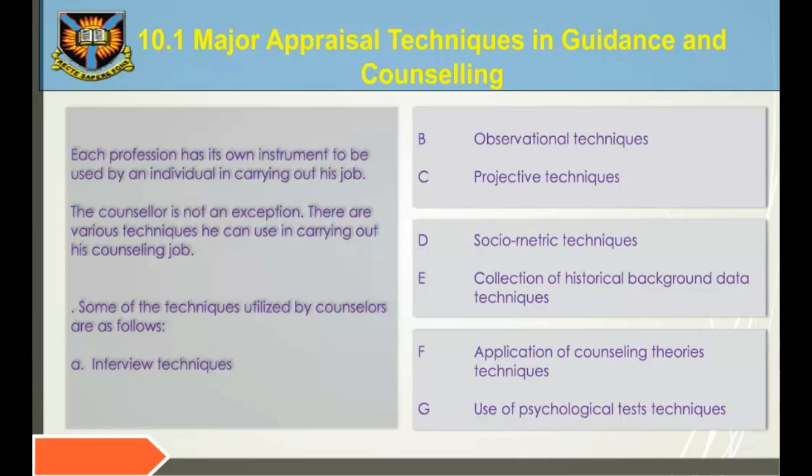Major appraisal techniques in guidance and counseling. Each profession has its own instruments to be used by an individual in carrying out his job. The counselor is not an exception. There are various techniques he can use in carrying out his counseling job. Some of the techniques utilized by counselors are as follows: A. Interview techniques. B. Observational techniques. C. Projective techniques. D. Sociometric techniques.